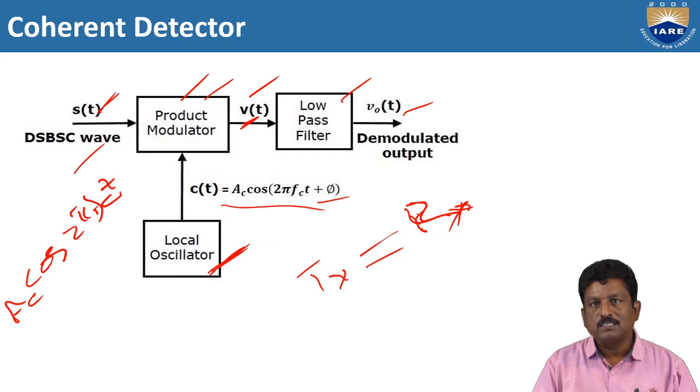Coherence means the frequency and phase of the locally generated carrier signal should be in phase and in frequency with the carrier signal which is used at the transmit side, so that it is a coherent detector.